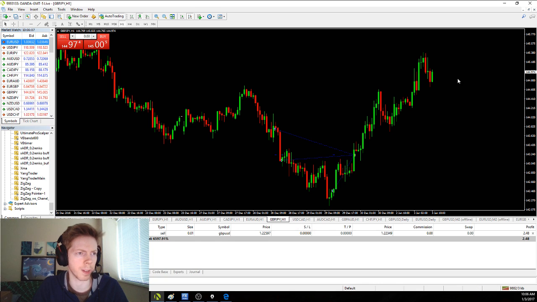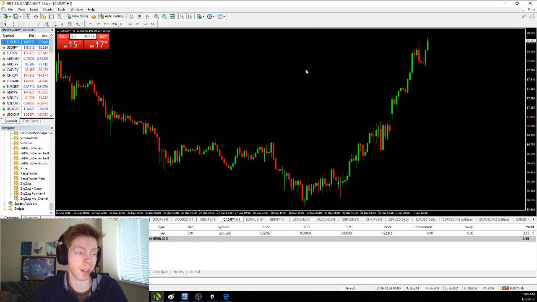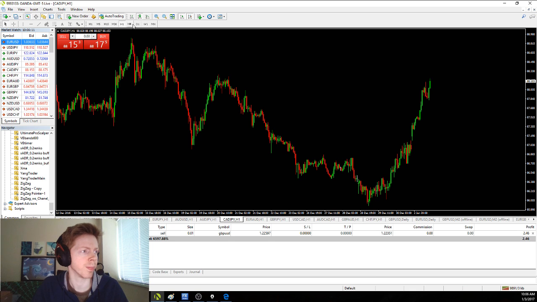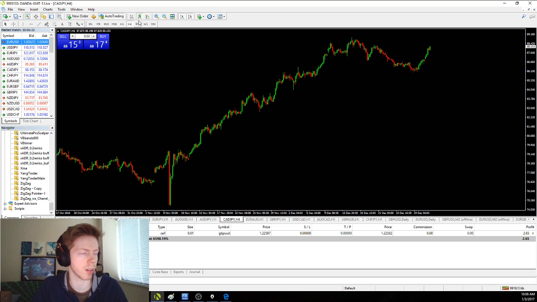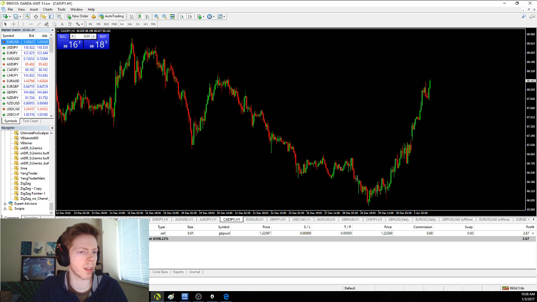The only one that I would consider is actually on the CAD Japanese yen. And this is unfortunately a counter trend trade. Now the CAD Japanese yen has been on a pretty big push up, which is a little dangerous. But a really nice reversal candle here.